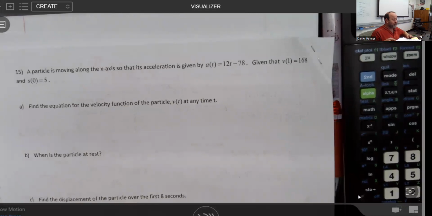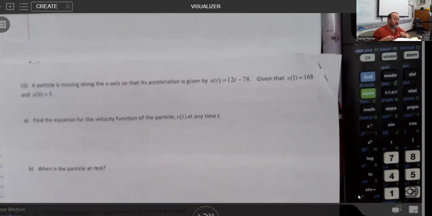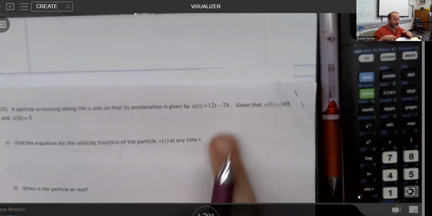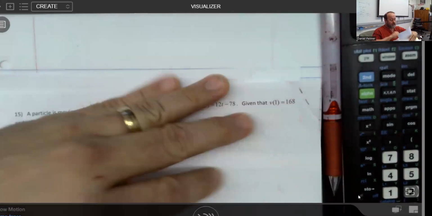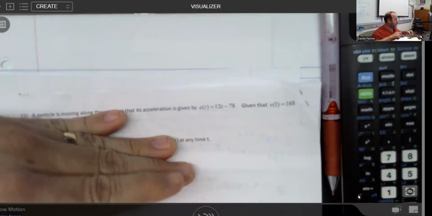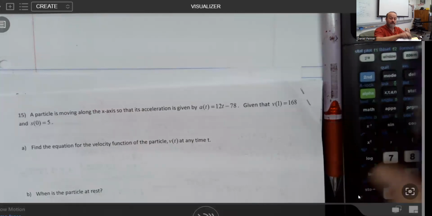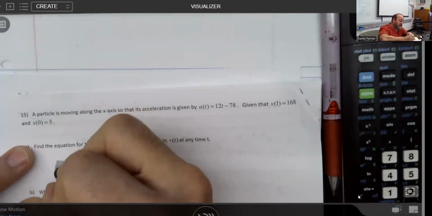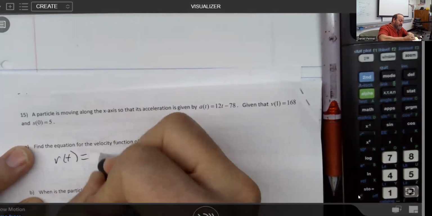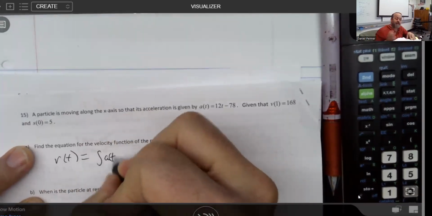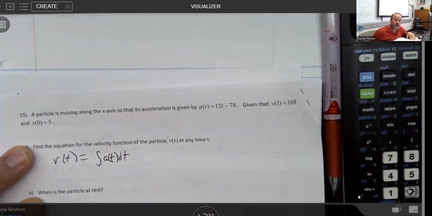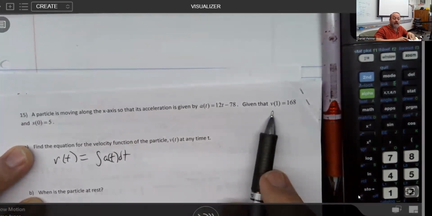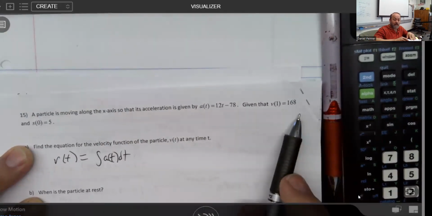So we've got this particle moving along the x-axis so that its acceleration is given by this formula. Now, I suppose this is probably worth going through because we haven't done a lot of them going backwards. So we want to find the velocity. We want to remember that the velocity is really just the integral of the acceleration with respect to time. I also know the velocity at 1 is 168, right?